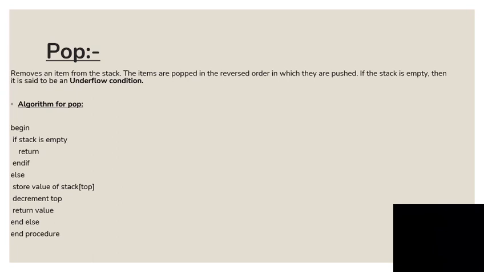The algorithm for pop is: begin, if stack is empty, return, end if. Here we are checking if the stack is empty or not. If the stack is empty, it returns empty and the if condition ends. If the condition is false, it enters into the else condition. Here we are storing the top value of the stack and decrementing the top. The same value is returned, end else and end procedure.